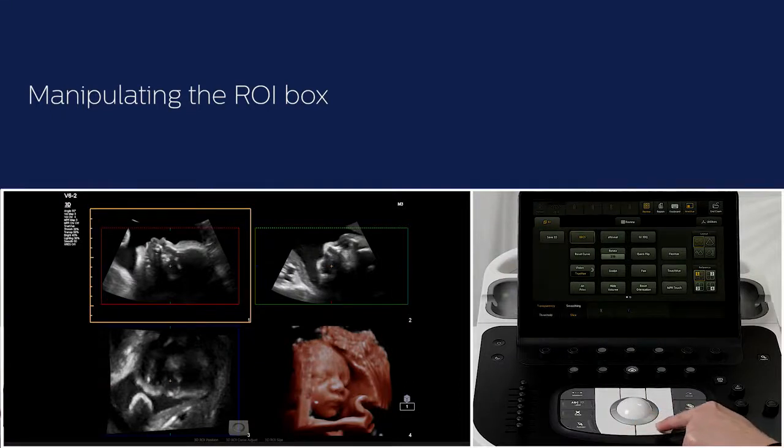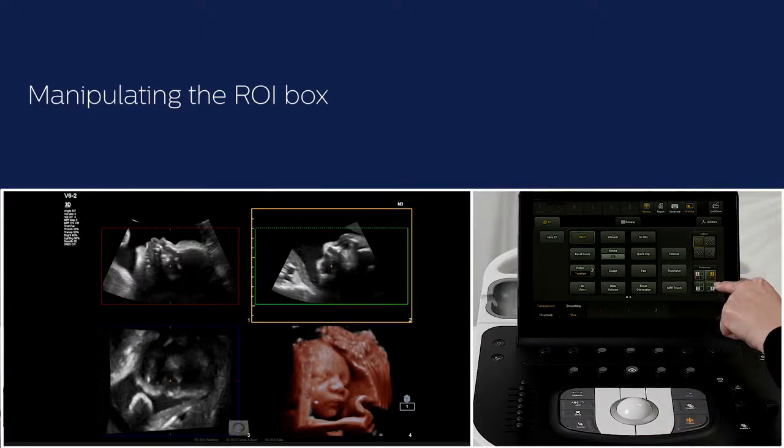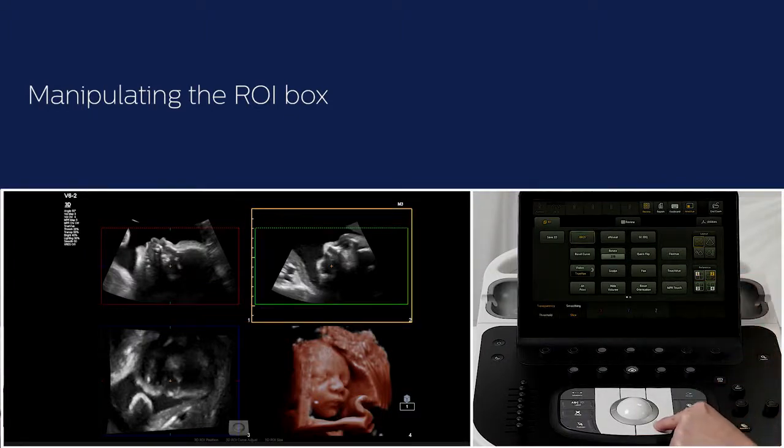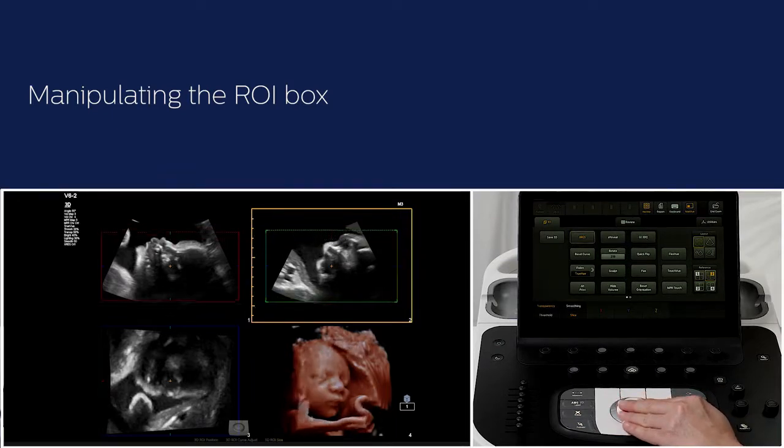Use these buttons and the trackball to change the position, the size of the ROI box, or the curve line. For example, if you want to change the ROI size on the transverse plane, select the transverse plane, number 2, on the touchscreen. Use the buttons next to the trackball. Select 3D ROI size and move the trackball up and down or left and right to change the box size.